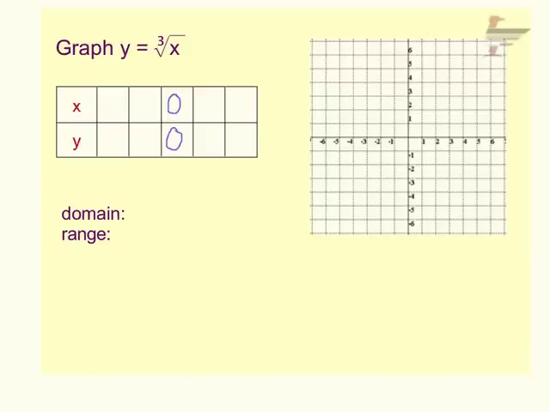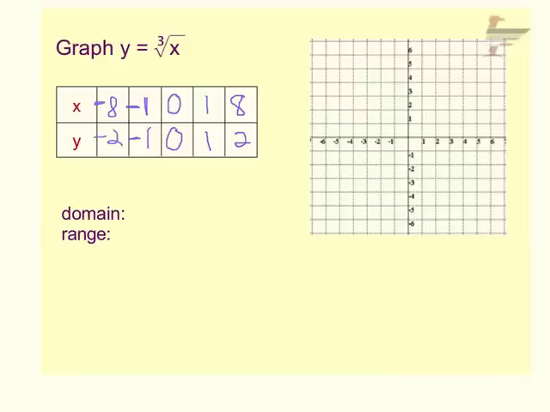So if I think on the positive side, the next number that I know the cube root of is 1. Cube root of 1 is 1. I also know that the cube root of 8, if I plug in an 8 for x, I get back a 2. So those points are going to be nice for me to plot. Now let me think about the negative side, because you can take cube roots of negative numbers. So on the negative side, I know that the cube root of a -1 is -1. I know the cube root of a -8 is -2.